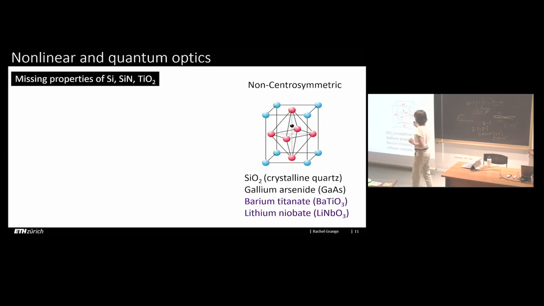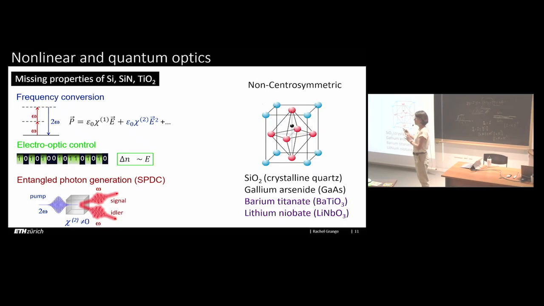What are the properties that are missing in silicon or centrosymmetric materials? Are those 3. Frequency conversion, electro-optic control, and entangled photon generation. I'm detailing the 3 of them.